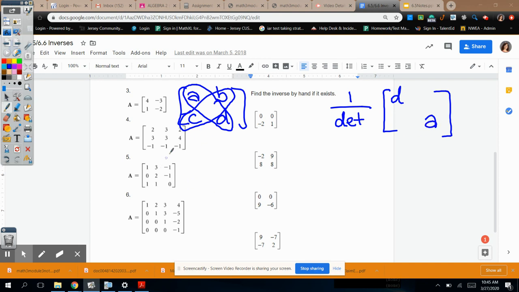And then remember how you subtracted B and C? You're going to keep these the same, but you change their signs. And then you just multiply it through. So for this guy, the determinant first would be 0. Look, 0 minus 0. There's no inverse for this guy. This will have no inverse because the determinant equals 0, and this is why it has no inverse, because you can't have 1 over 0 in a fraction. Let's try number 2.